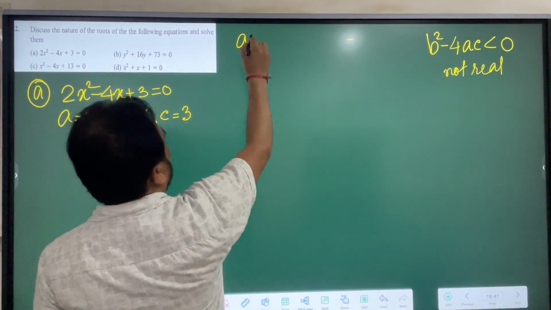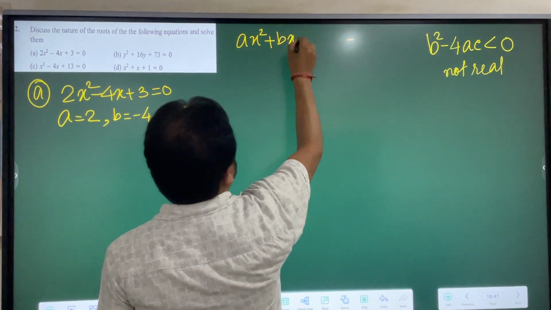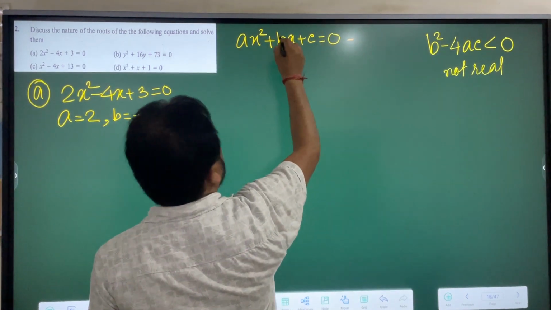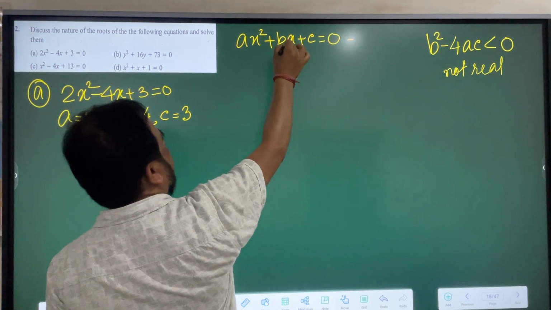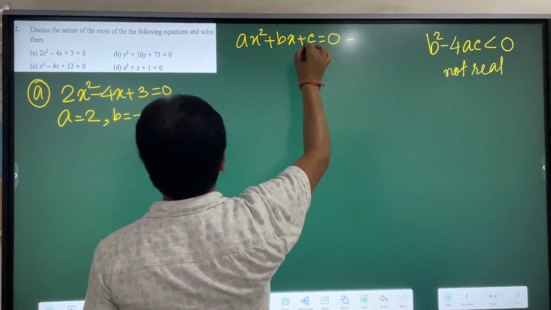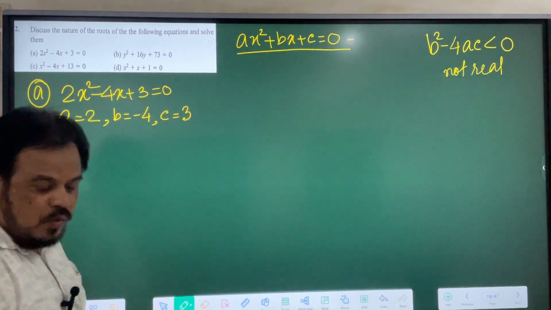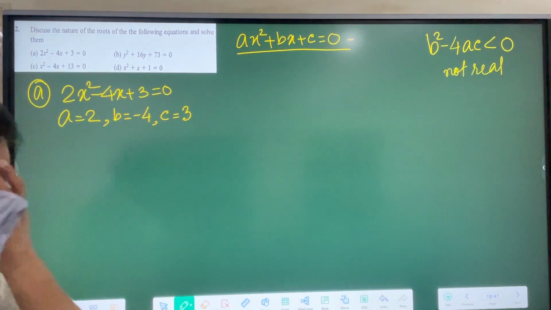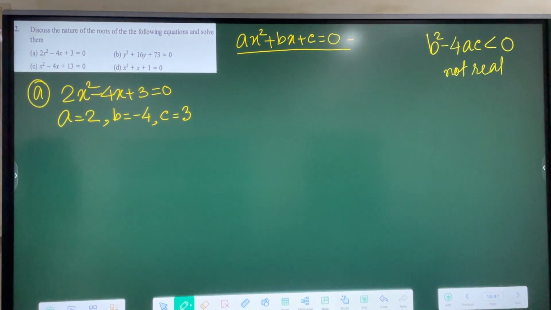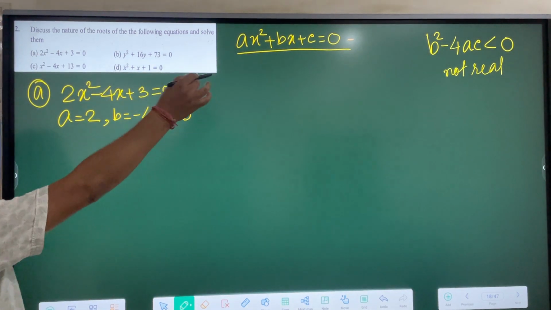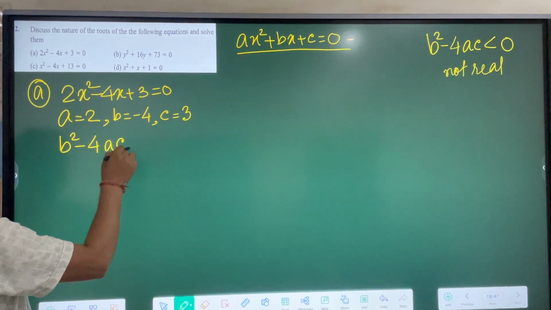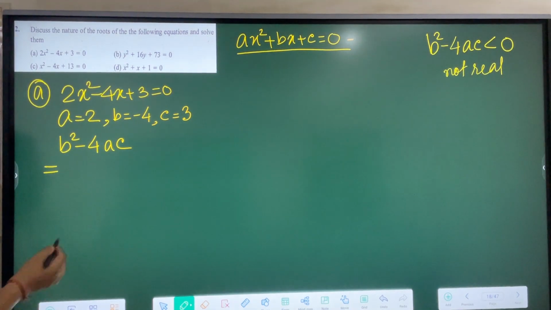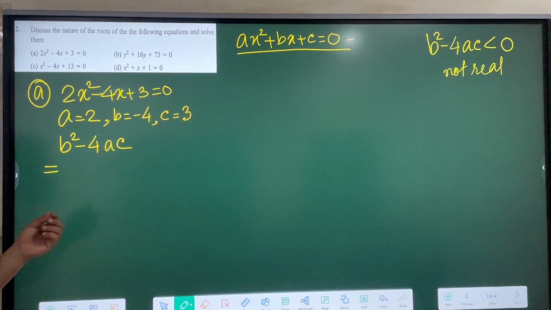Once again, let me repeat, what is the general format of a quadratic equation? ax square plus bx plus c. The coefficient of x square is a, the coefficient of x is b, and c is the constant term. So this is the general form of a quadratic equation. Now, as I told you, we have to find b square minus 4ac. We will do the calculation and see whether we get a negative or a positive number.